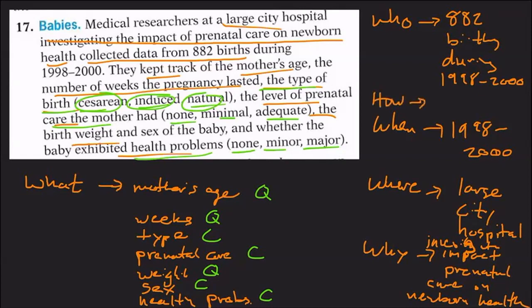So how is saying, how did they collect the data? Let's see if it tells us. It just says they collected data. They kept track. And it doesn't really say how they collect data. Keeping track, I wouldn't really say is a method of collecting data, because we don't know how they got the mother's age. Did they ask the mother? Did they have her fill out a form? Things like that. So how, we could maybe leave this one blank.